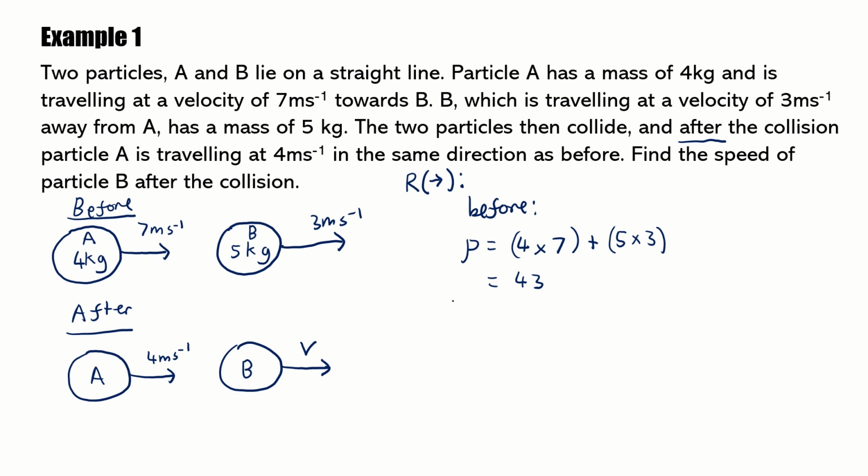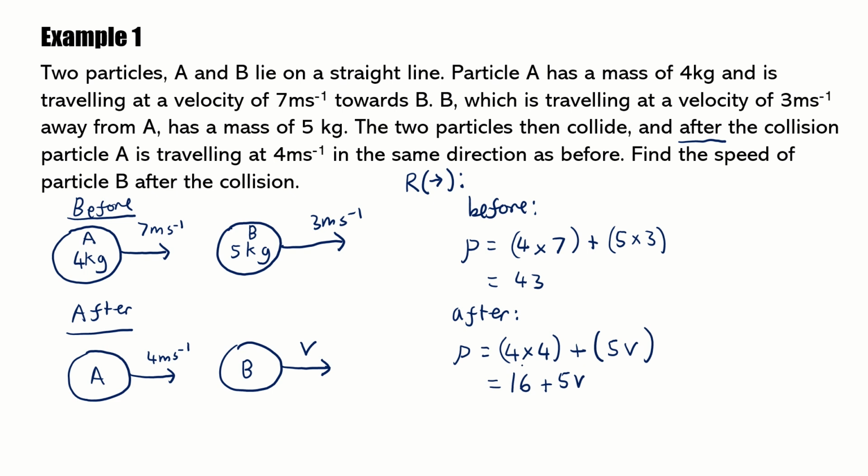Then doing the same thing for after the collision. So after the collision, we can work out the momentum. And so therefore that is going to be 4 times by 4 because the velocity is now 4, and then for B, we've got a mass of 5, but then a velocity of just v. So therefore, we're just going to be left with 16 plus 5v.